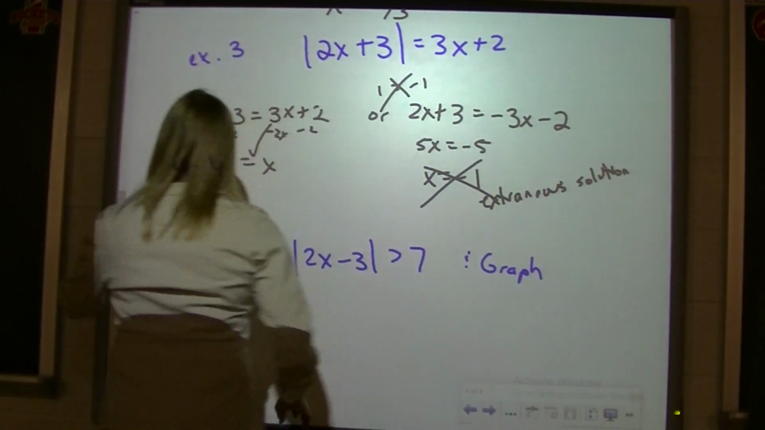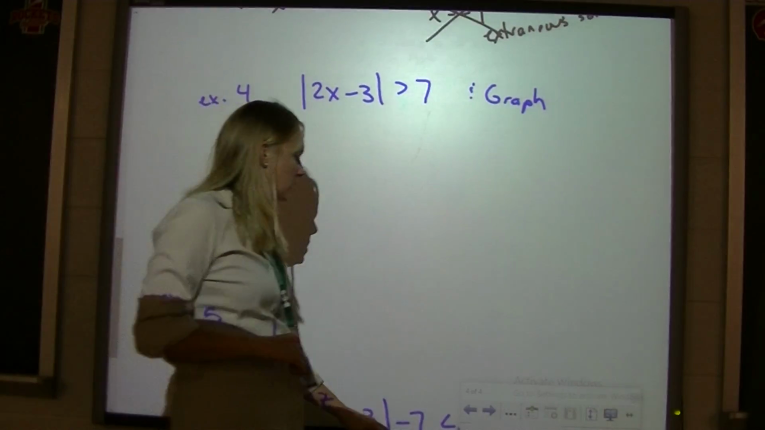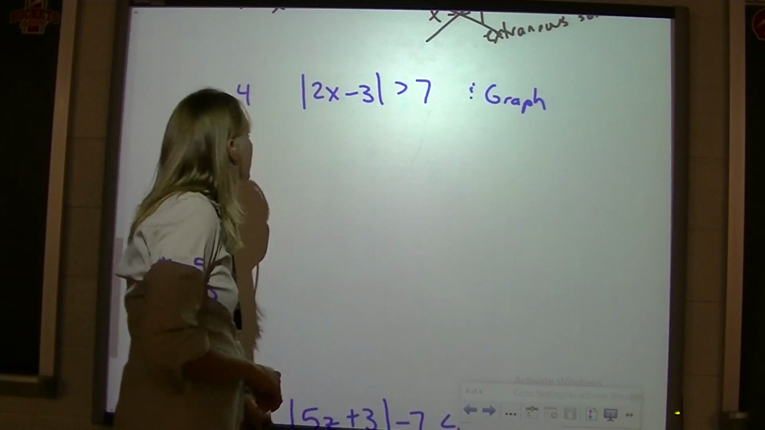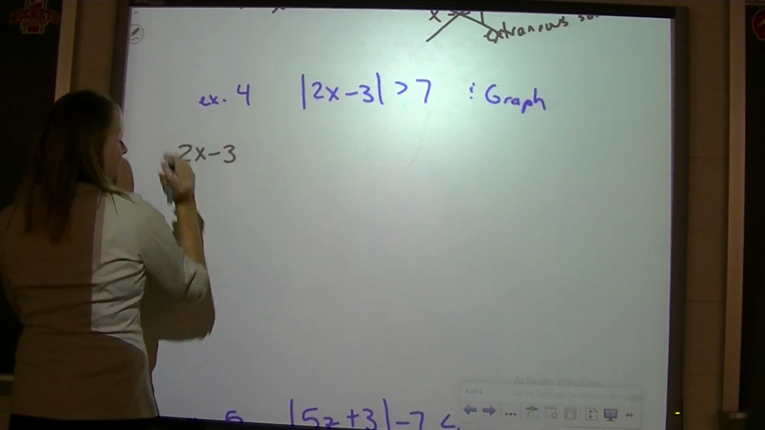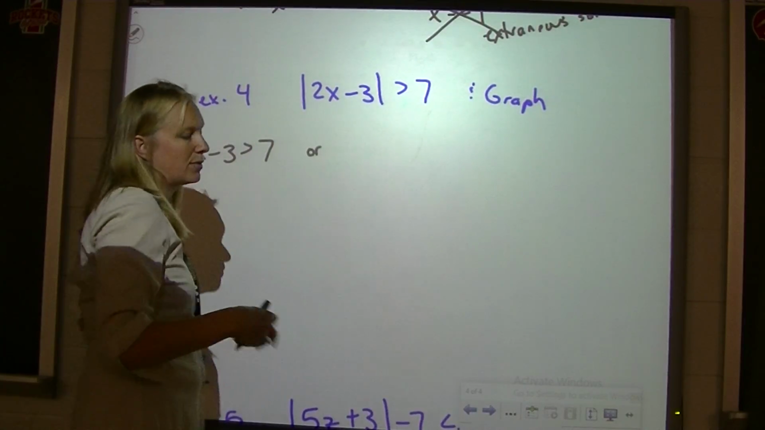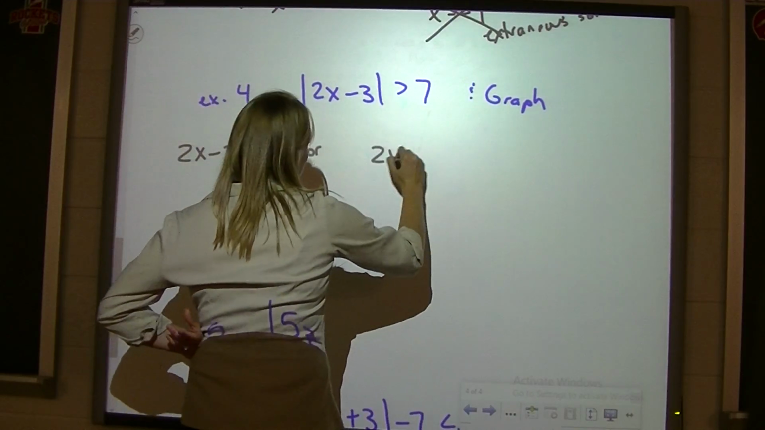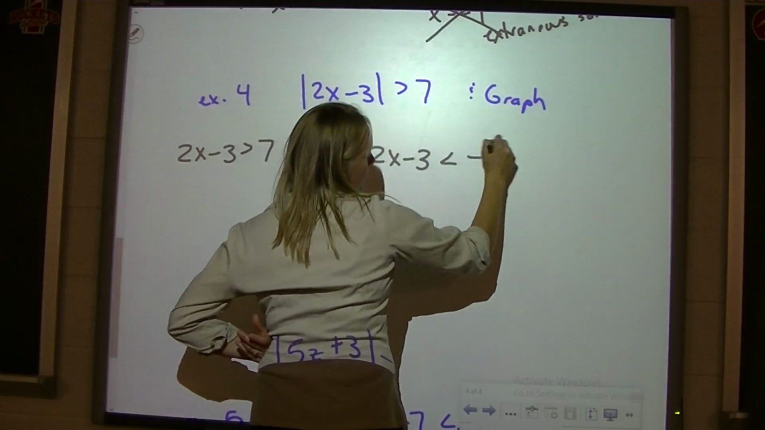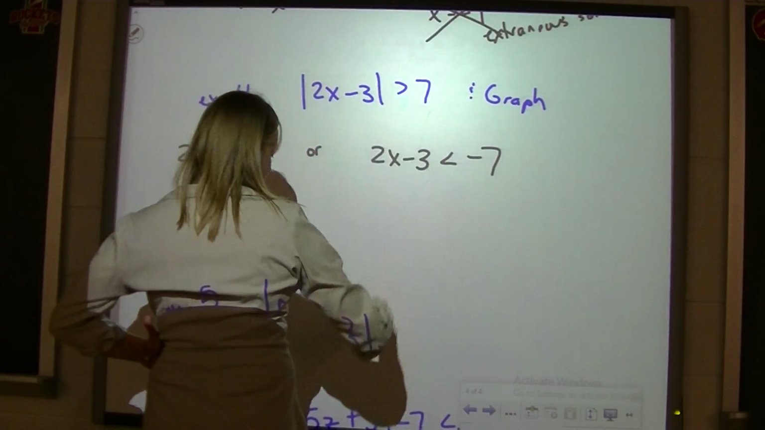Okay, example 4. We had to solve this inequality and graph. Same concept. We are going to say, all right, the absolute value of 2x minus 3 can be greater than 7. Or, remember, when we divide by negatives, it flips. So, or 2x minus 3 can be less than negative 7. So that inequality sign needs to flip.